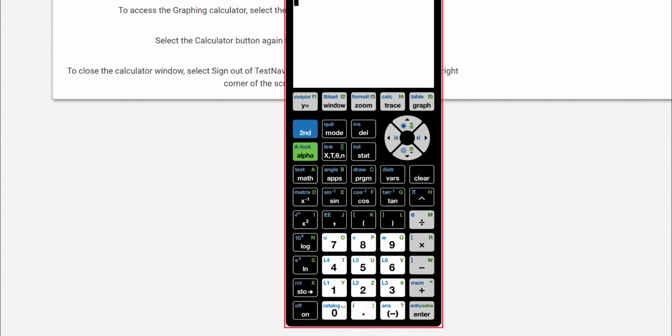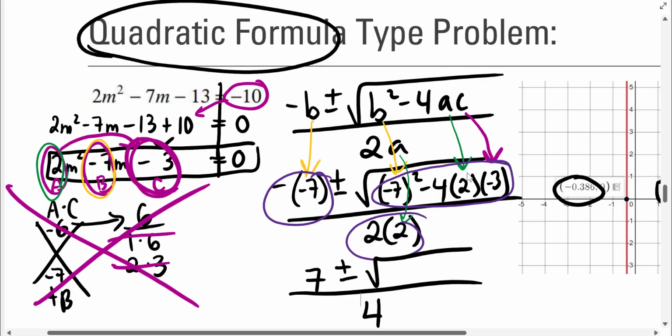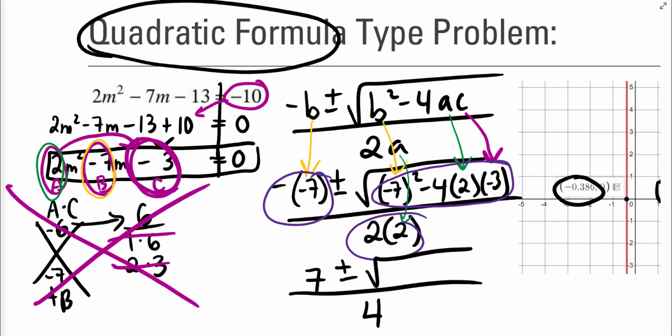So here's my TI-84. We're going to do parentheses, -7, parentheses, squared, minus 4, parentheses, and then we have a 2 and a -3. 2, -3, enter. And the answer is 73. So inside this root, I have the answer 73.